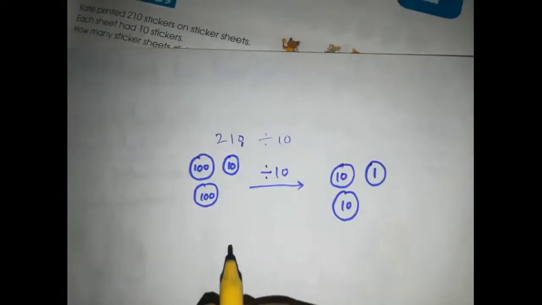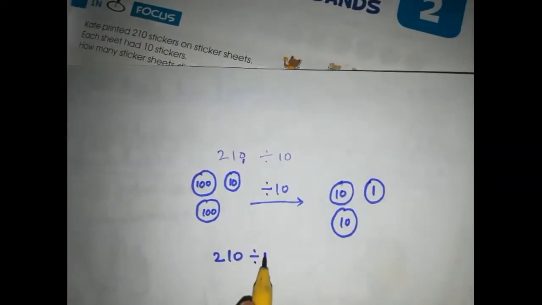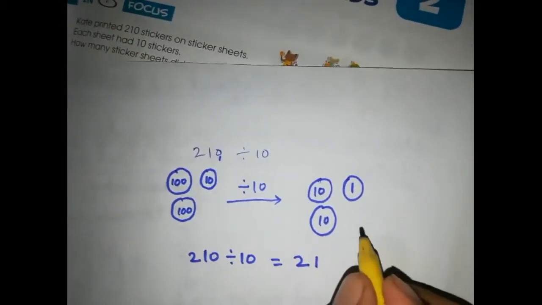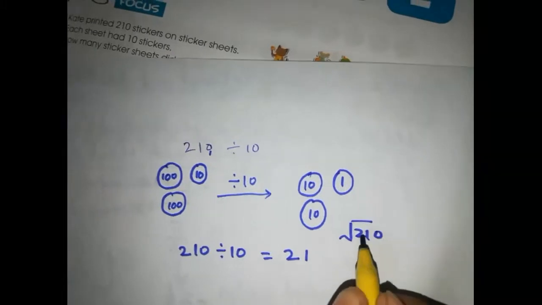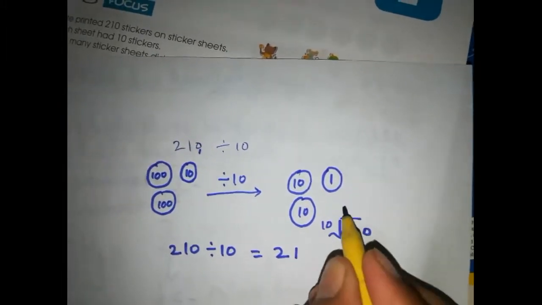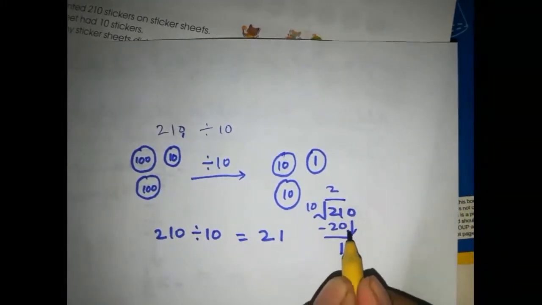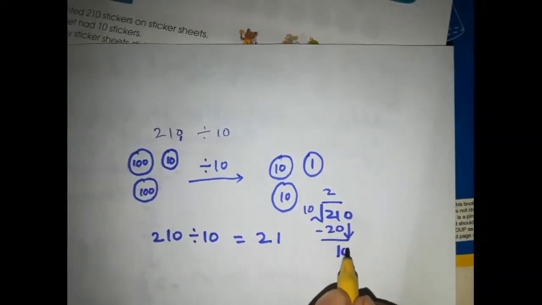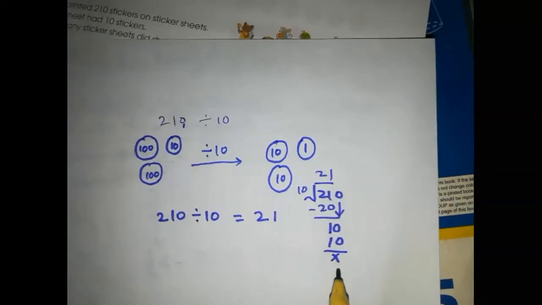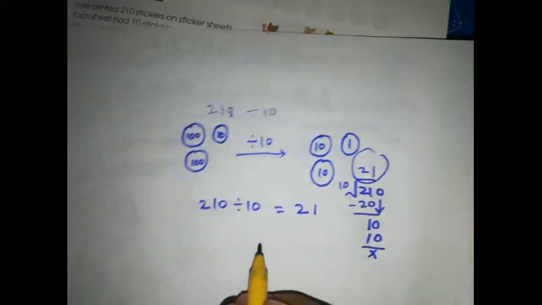Or we may write 210 divided by 10 is equal to 21. Because if we divide by the simple method, 210 by 10, 10 goes into 21 twice, by subtracting we get 1. This 0 moves below, so 10 goes into 10 once, and the remainder is 0. So our answer is 21.